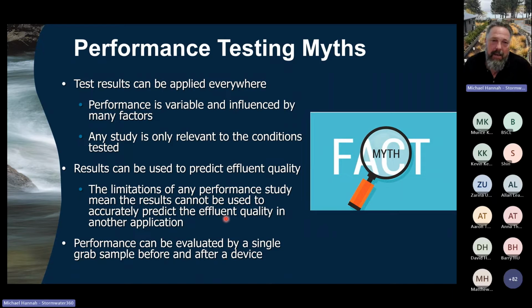So these myths are like, any performance test results can be applied anywhere. As I said, performance is variable and influenced by many factors, and any study that you may get is only really relevant to the conditions that it was tested in. The results can be used to predict effluent quality. That's another myth. I often see, this got 80% removal, so I'll apply it over here and I'll get that. That gets 80, that gets 50, I'll add up the percentage removals, and that's the water quality we're going to get. That's really not possible because of the variable nature and so many other factors, you can't really predict a water quality like that.